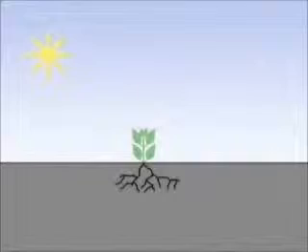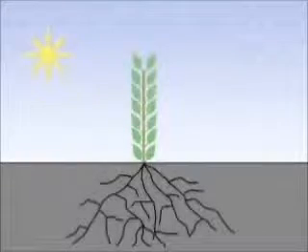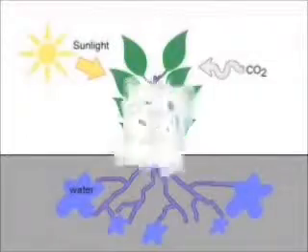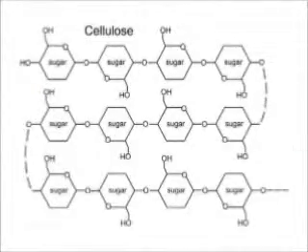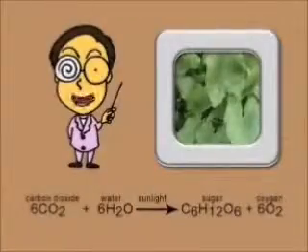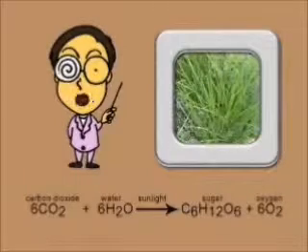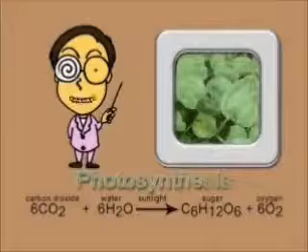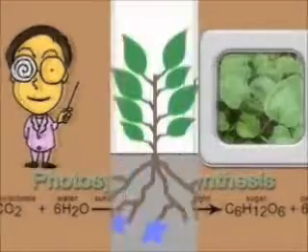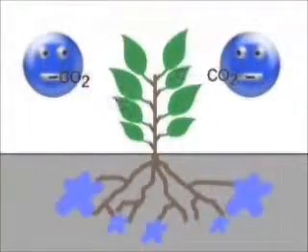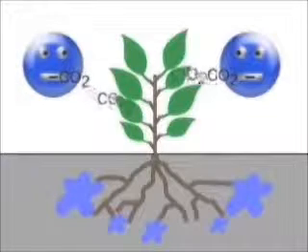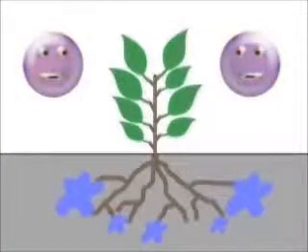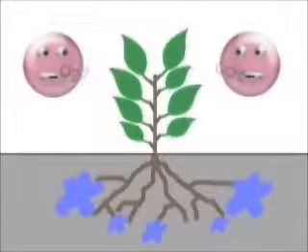If you want to know how a plant grows, it takes water, air, and sunlight and makes cellulose. Every plant can do this fundamental process, and we can call this photosynthesis. Unlike me and you, plants need CO2, and they make oxygen that stops us turning blue.